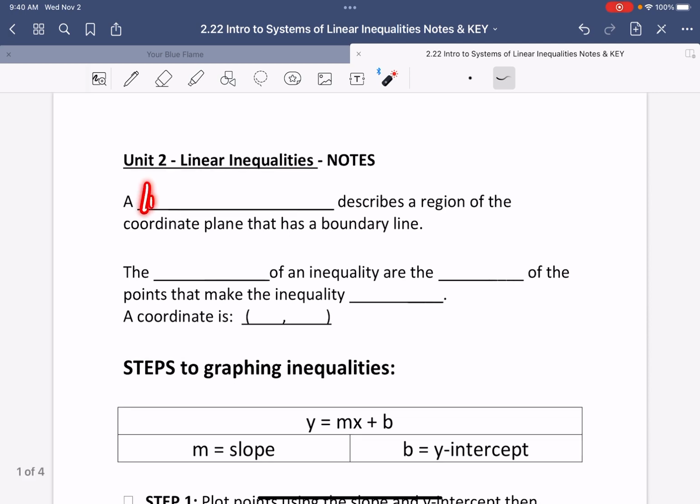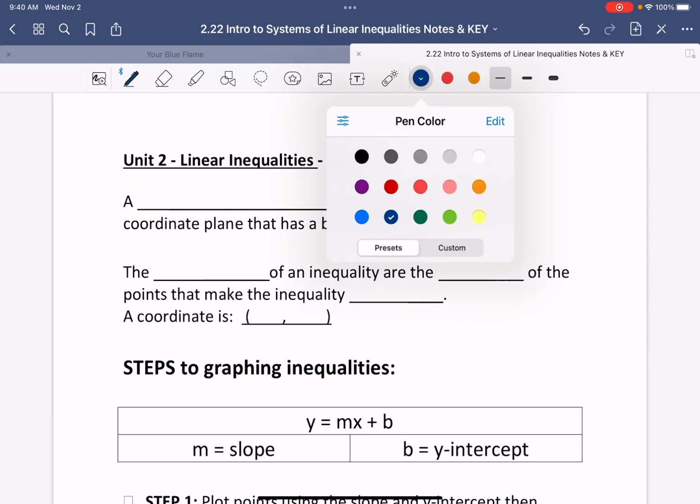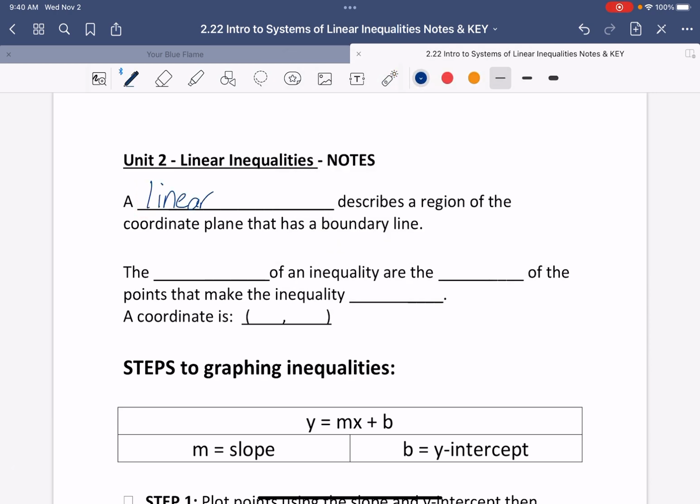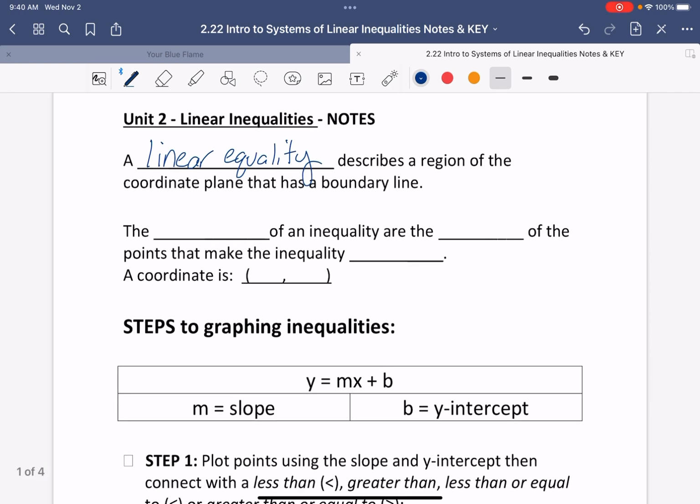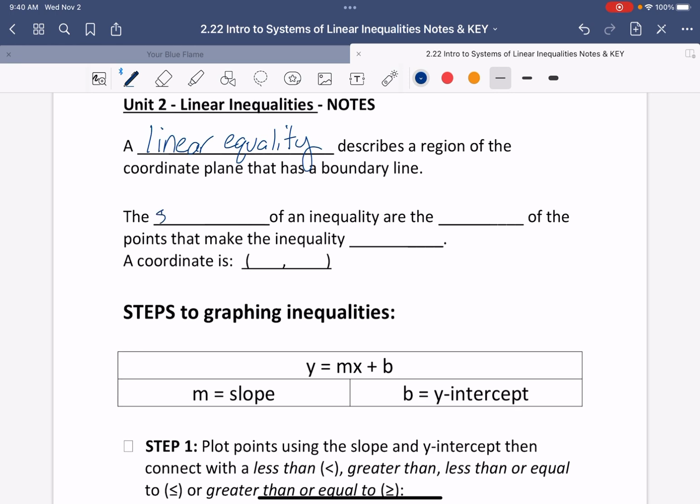So a linear inequality is what we mean by that, and you'll start understanding as I give you more examples. This is more of the vocabulary part. The solution of our linear inequality is the shaded areas and points that make the inequality true.